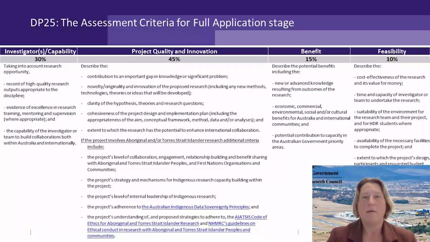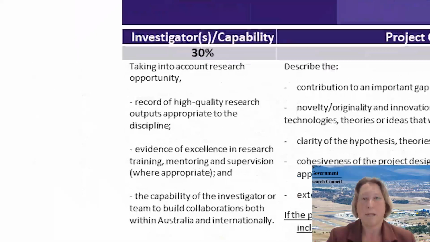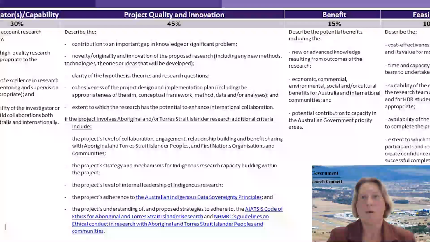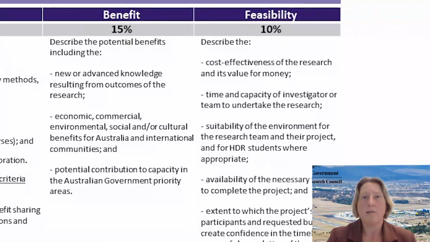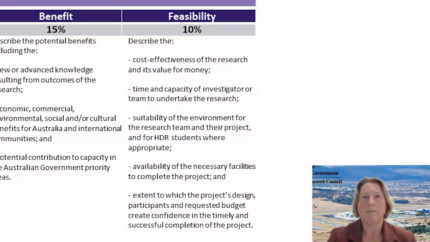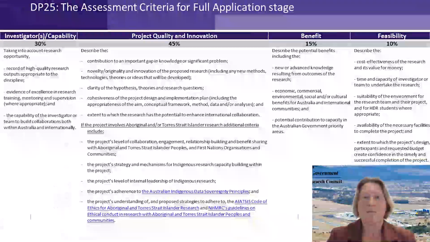As I previously noted, there are 4 assessment criteria at the full application stage. Investigator capability, weighted at 30%, project quality and innovation, weighted at 45%, benefit, weighted at 15%, and feasibility, weighted at 10%. The assessment criteria have been revised to better reflect the scheme objectives and align with the application form. Please read and familiarise yourself with the assessment criteria on this slide, which are also outlined at section 6.4 of the grant guidelines.